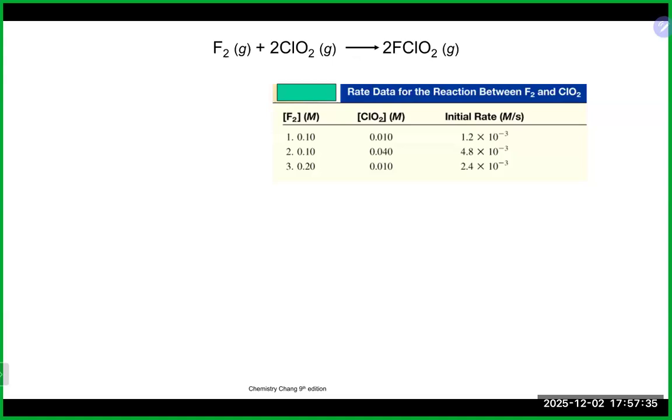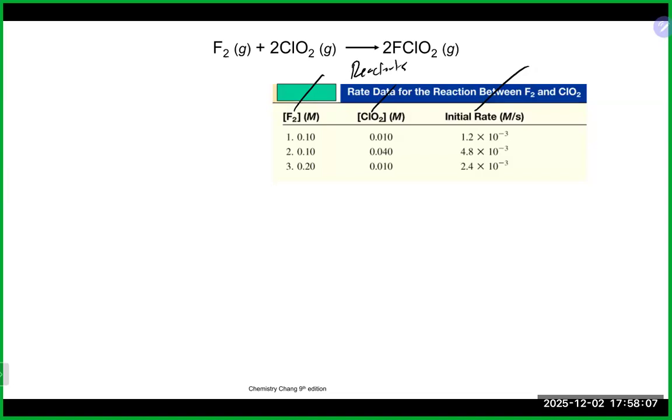So let's talk about how we actually calculate the orders. Like I said before, it is experimental, and the rate laws are based on experimental information, which means typically speaking, when you come across a kinetics problem where you're trying to figure out the rate law, you are typically given a table like we see here, a table of initial concentrations of your reactants and initial rates for each of those experiments.